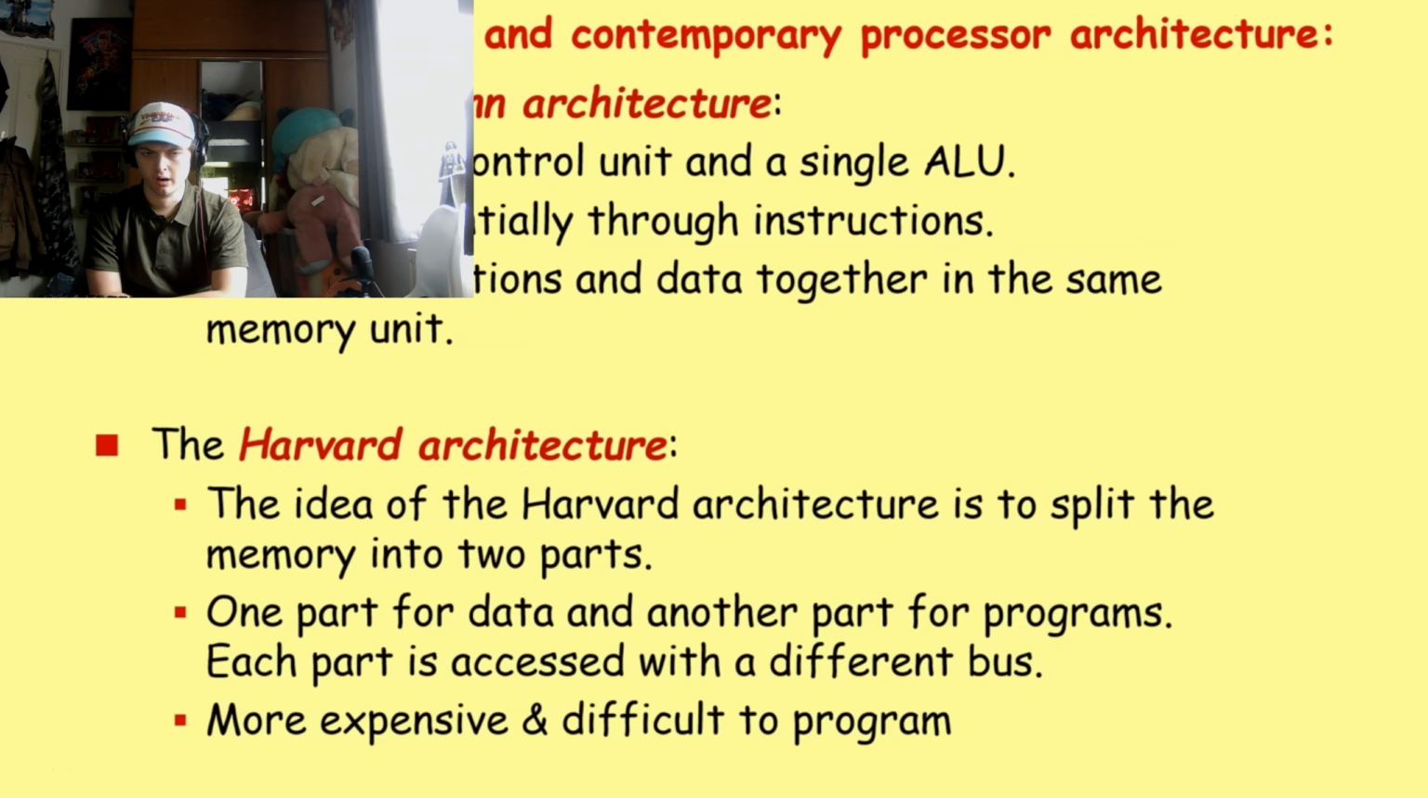The Harvard architecture. The idea of the Harvard architecture is to split the memory into two parts: one part for data and another part for programs. Each part is accessed with a different bus, and this gives certain advantages over von Neumann architecture. However, it's more difficult to design and build, more difficult to program, and generally more expensive.